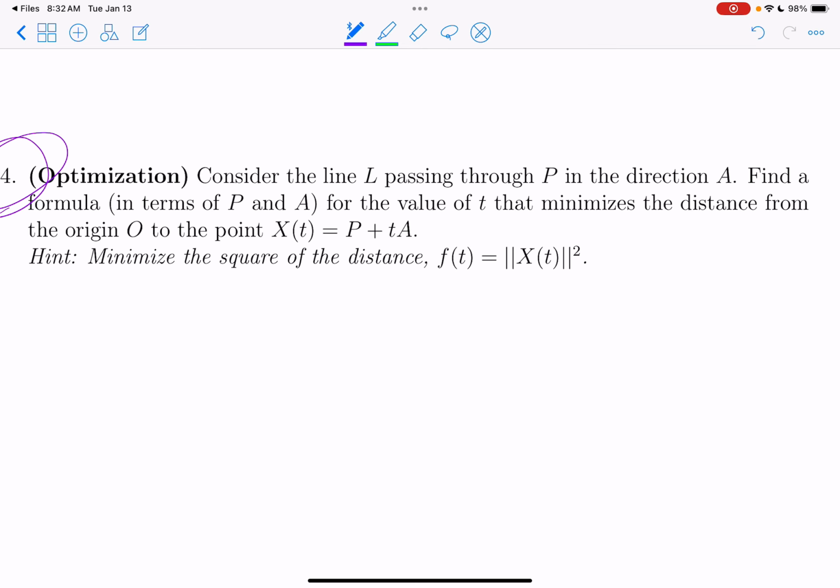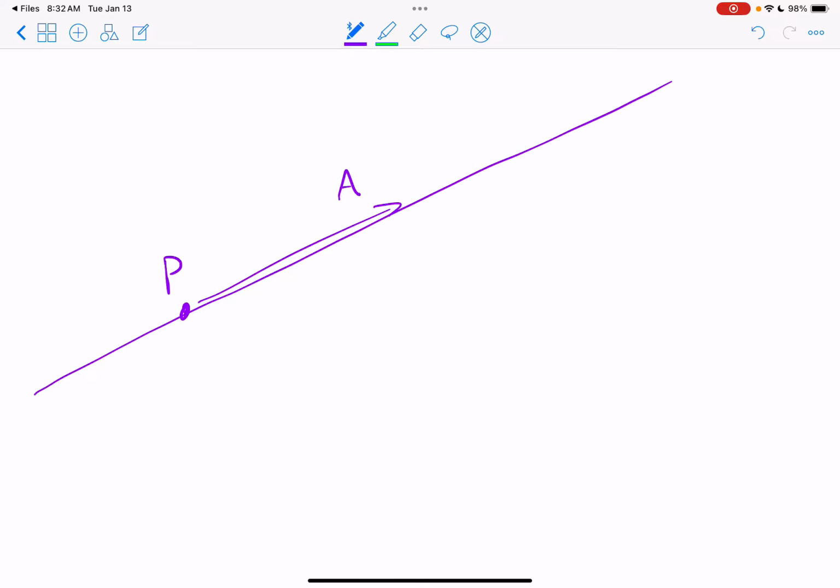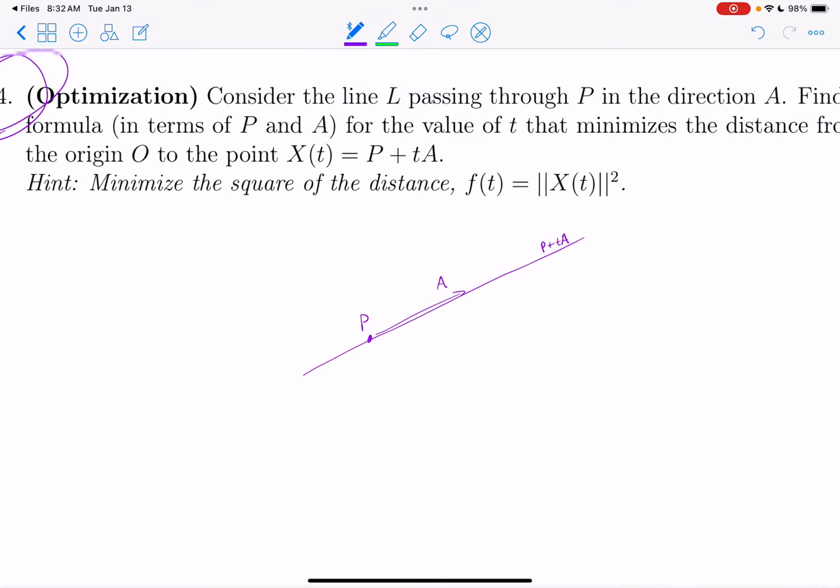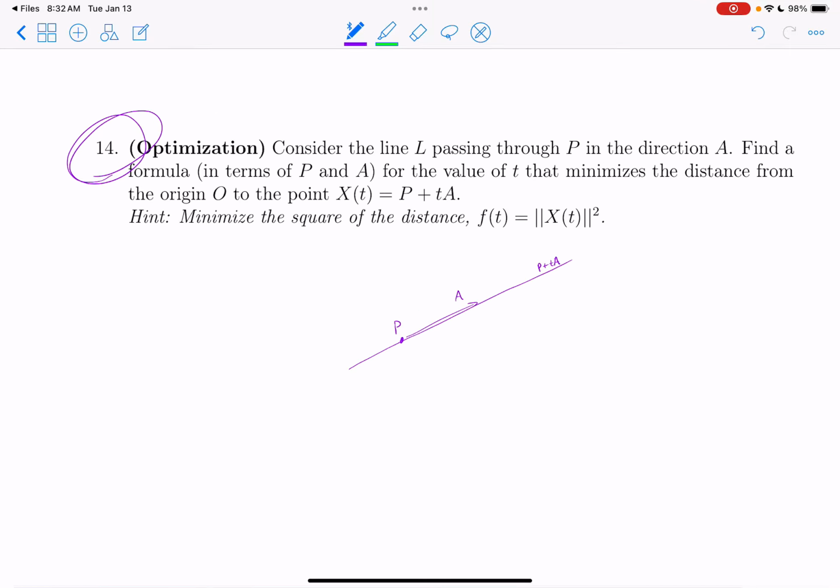Okay, welcome back. So we got to start with a picture, a cartoon, okay? Consider the line passing through P in direction A. So I've got a point P, I've got a direction capital A, and then I've got this whole line, P plus TA. You see, I'm drawing the same picture every time.